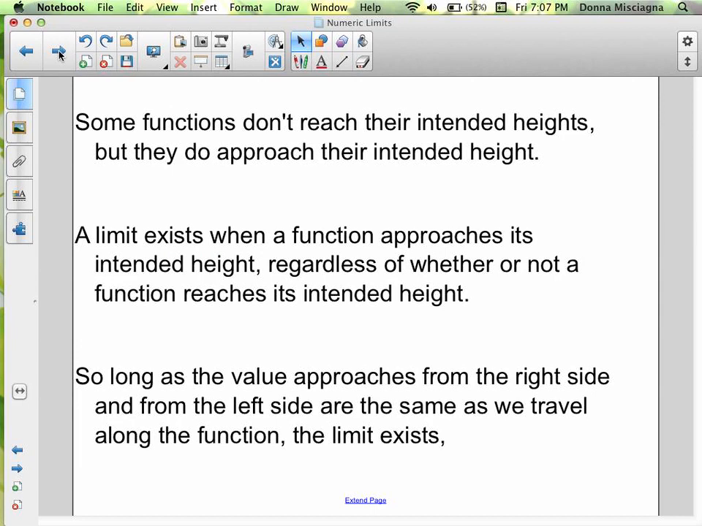Some functions don't reach their intended heights, but they do approach their intended height. A limit exists when a function approaches its intended height, regardless of whether or not a function reaches its intended height. So long as the value approaches from the right side and from the left side are the same as we travel along the function, the limit exists. Right? So if you put your finger on the left-hand side of some point and the right-hand side of some point, and you just follow along the function, and your two fingers come together and they're pointing at the same point, then your limit is going to exist at that point.